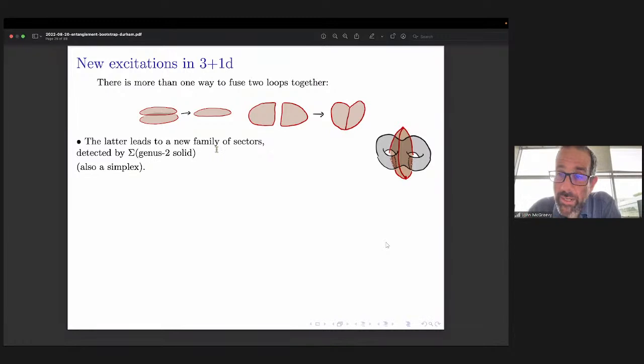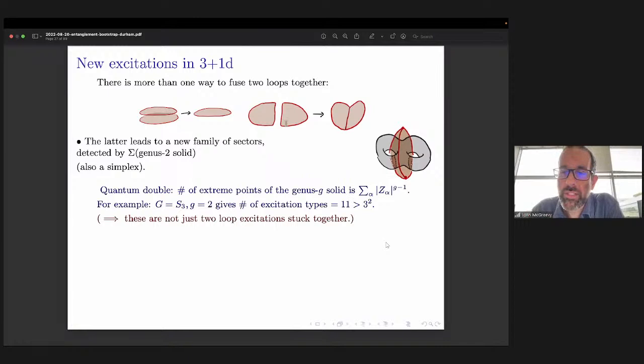So here's a picture of the genus 2 handle body. It's just a genus 2 Riemann surface with the inside filled in. And that detects excitations which sort of link with the genus 2 handle body. Its information convex set is also a simplex. And they're not just two loops stuck together.